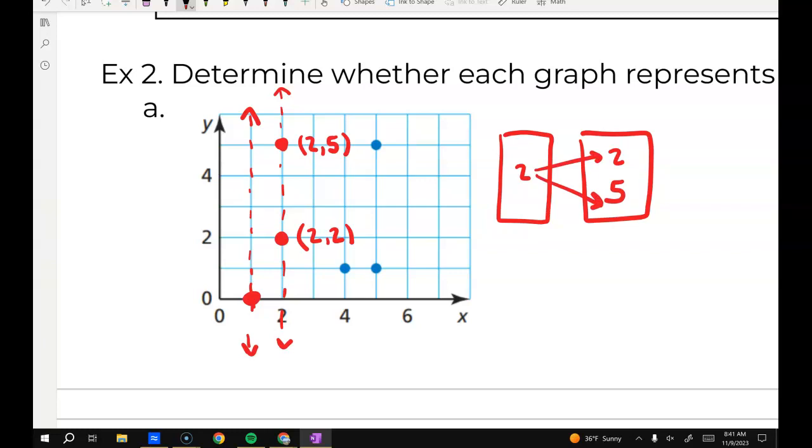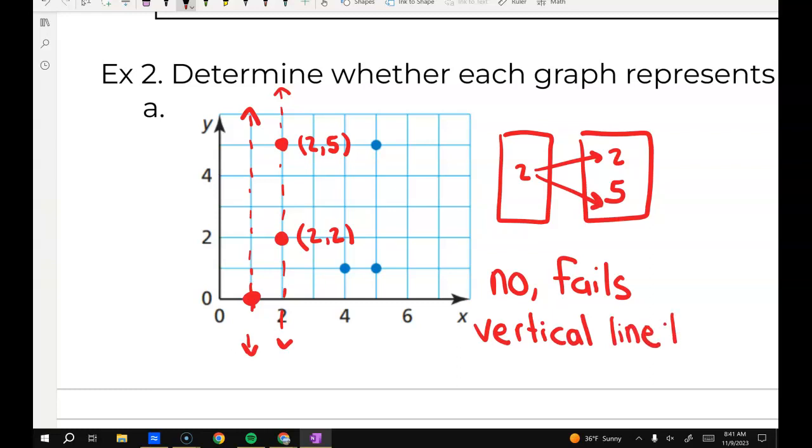So this fails the vertical line test because the number 2 has 2 different outputs. So you could say it fails the vertical line test, or no, it's not a function. And then I'll just say, because if we're using the vertical line test, that's enough to use in our explanation. We could say it fails the vertical line test. And I know that's a lot to write, so you can abbreviate it as VLT.